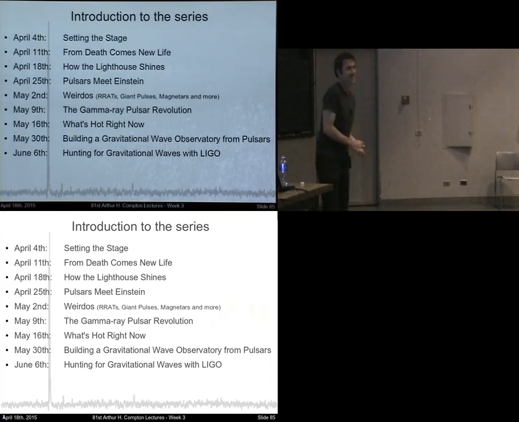Sorry. How far is Crab? How many light years or parsecs? It's 2.5 kiloparsecs, I believe. So it's in our galaxy. All the pulsars we know of, except the handful that we know of in the Magellanic Clouds, are in our galaxy.